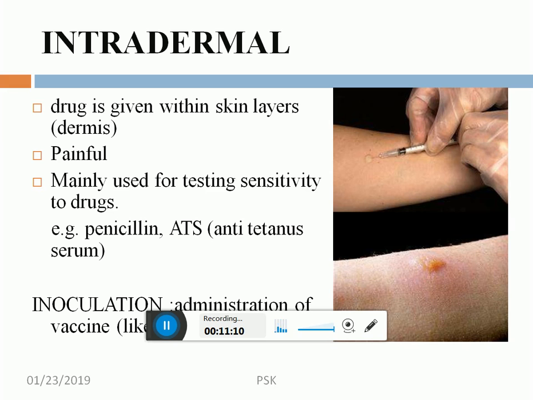So it is mainly used for sensitivity testing of the drug. Example, like penicillin, ATS, which means anti-tetanus serum. So unlike inoculation, administration of the vaccines. So via this intradermal route, the drug molecules will be used for a sensitivity test.